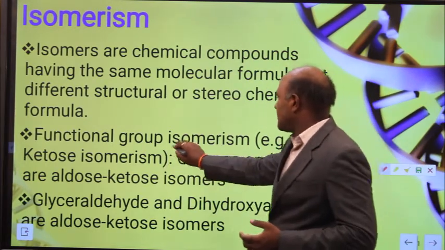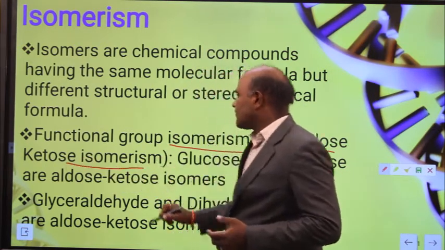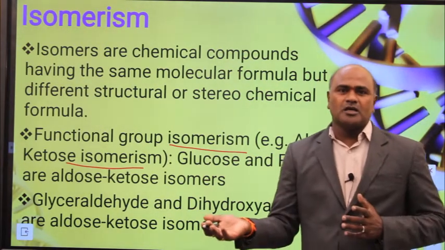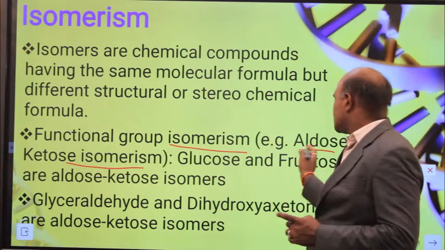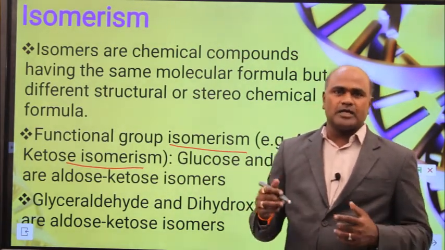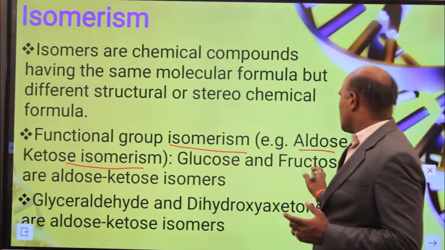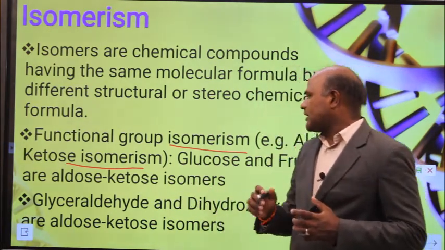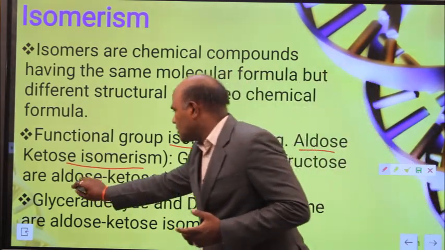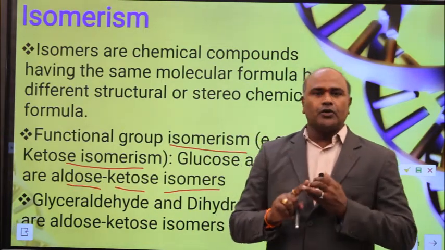Functional group isomerism: aldose or keto isomerism. When I talk about functional isomerism, there is aldose isomerism and keto isomerism. That is functional isomerism. So glucose and fructose are aldose-ketose isomers.